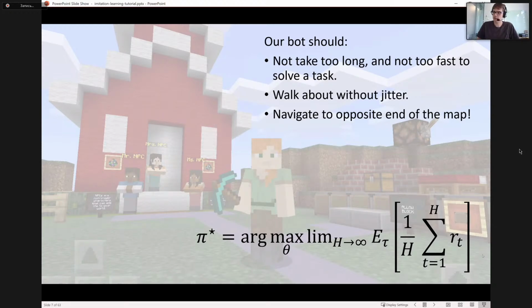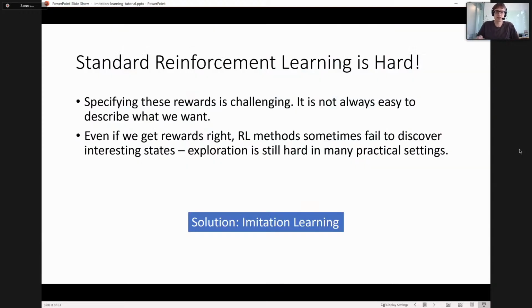And what happens is we see there's a problem here, because it's difficult to define a function from states to actions to real numbers that talks about walking naturally. What does it mean to walk naturally? What number do I use to differentiate a natural walk from a non-natural walk? It's not easy to say. And so the problem with standard reinforcement learning is that specifying rewards is challenging. It's not easy to describe what we want.